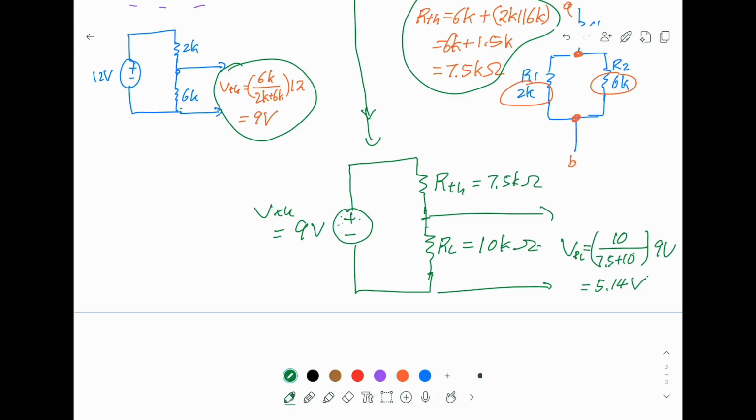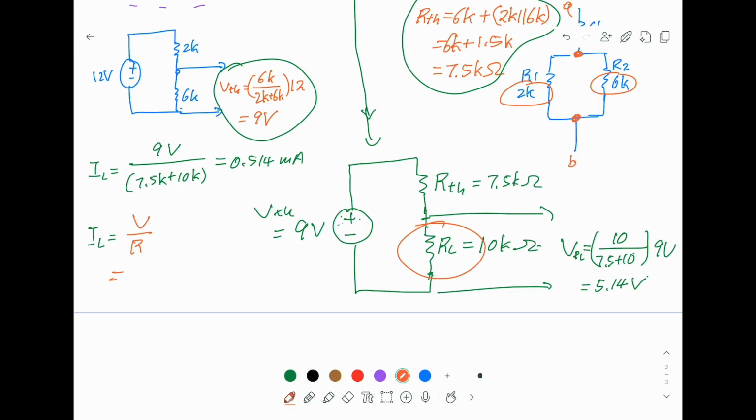And once you know the voltage, now you can know the current. There's a different method to find the current. So the current passing through RL, there's two methods. One is 9 volt over 7.5k plus 10k ohm. So you will find this is equal to 0.514 milliamp, or alternatively, you just apply Ohm's law to here. So the Ohm's law says this is V over R, and this is 5.14 volt. R is 10k, so it's 0.514 milliampere.